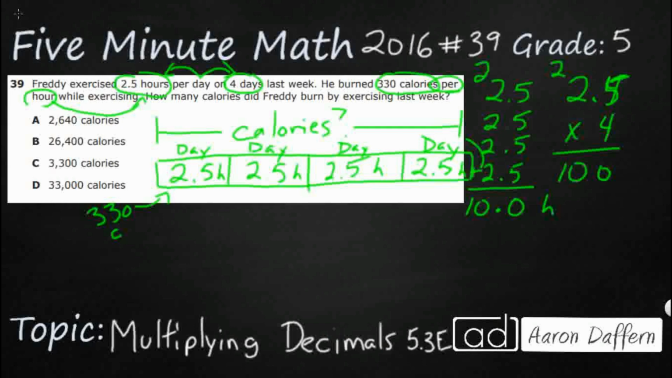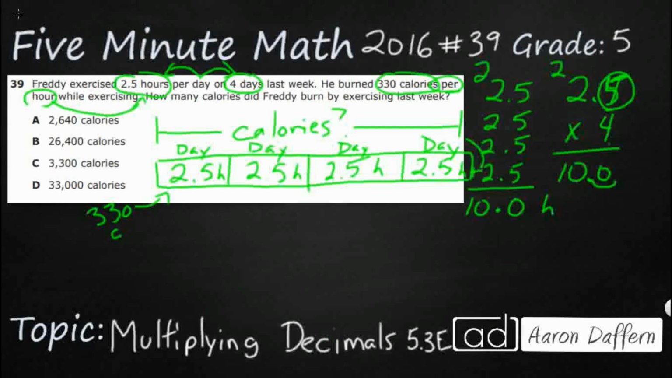But now we bring the decimal back in. We look, there's 1 digit behind the decimal in the factors. There's no digits behind the decimal in the 4. So you need to bring the decimal in 1 spot in your product. So that's why it's 10.0. So we've got 10 hours.